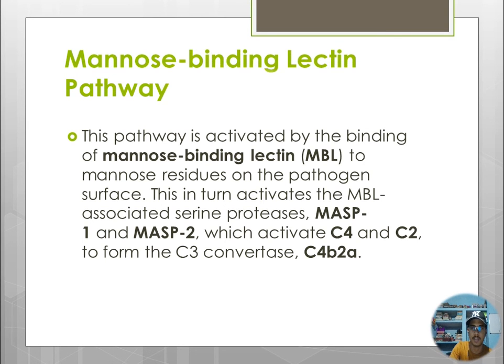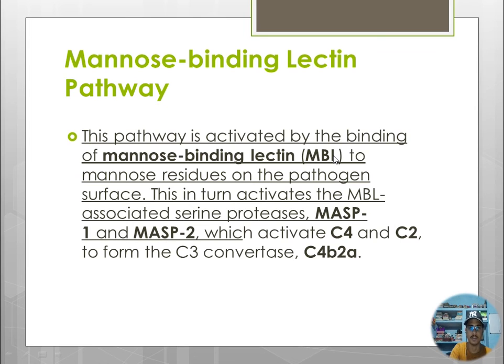Okay, now let's talk about the last pathway, which is the mannose binding lectin pathway. It is activated by the binding of the mannose binding lectin, MBL. We have seen that this mannose binding lectin has a structure similar to which complement protein? It was similar to the complement 1 protein. So this pathway is activated by the binding of the mannose binding lectin to the mannose residues on the pathogen surface. This in turn activates the MBL associated serine proteases, that is MASP1 and MASP2, which activate C4 and C2 to form the C3 convertase, C4B2A.